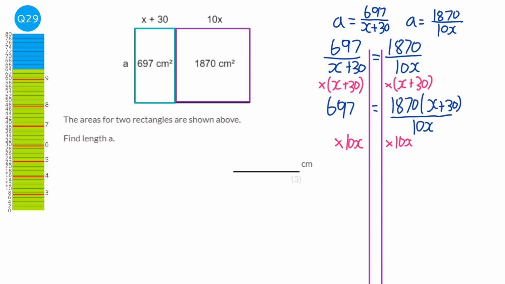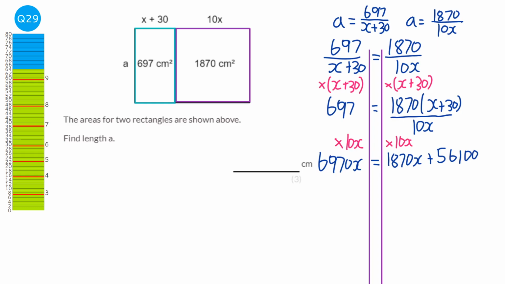So we've got 697 times 10, which would be 6,970x, because it's 10x. It won't actually do anything to the right hand side, but I'm going to expand the top, the numerator. It just gets rid of the denominator. So let's expand while I'm here. That would be 1870x plus, was it 56,100? I believe that's right. Yep. Okay, so now we've got x's on both sides.